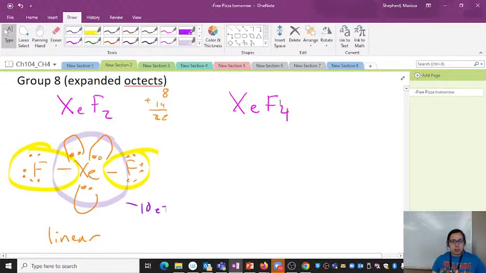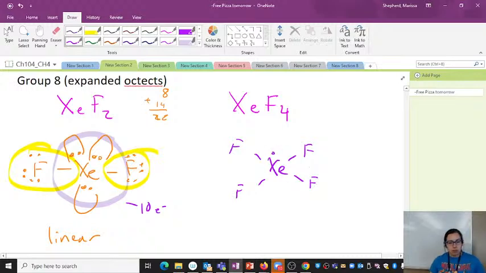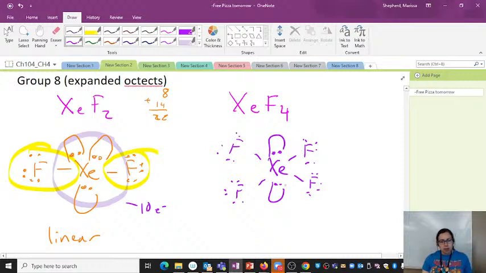So how does our xenon tetrafluoride look? Would it be a square planar? Yep. So then how many lone pairs does it have? 2. Yep. So again, you could go through the same process, either thinking, okay, xenon has 8 valence electrons, 4 of those go in bonding, so that leaves me 4 non-bonding.